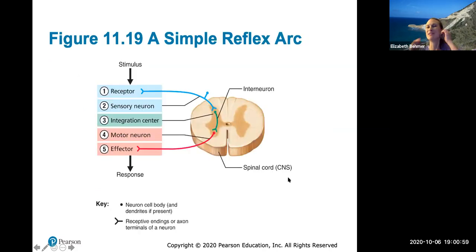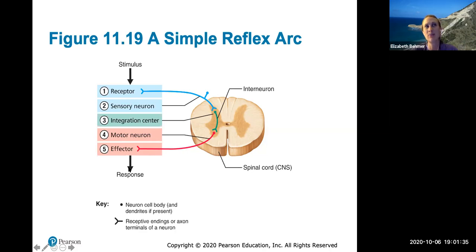And this is a look at a simple reflex arc, and we might go through this in more detail later on in the nervous system, but I wanted to just briefly introduce it now. So the 5 steps of a simple reflex arc: a stimulus will cause a receptor to send a signal down a sensory neuron to the integration center. And a lot of times, simple reflex arcs will occur in the spinal cord, and it will send out an immediate automatic response through the motor neuron to the effector.